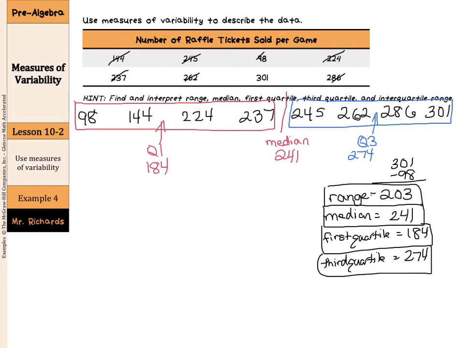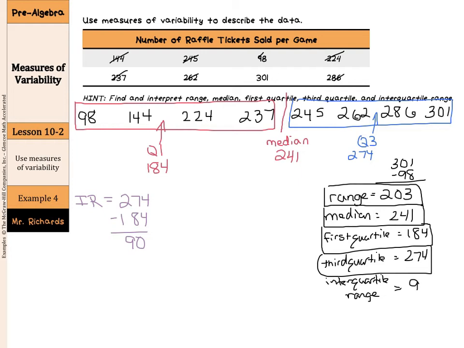Now, we have our interquartile range. And so for my interquartile range, that's going to be the third quartile, 274, minus my first quartile, 184, and that's going to be 90. So my interquartile range is equal to 90. And those are my measures of variability.